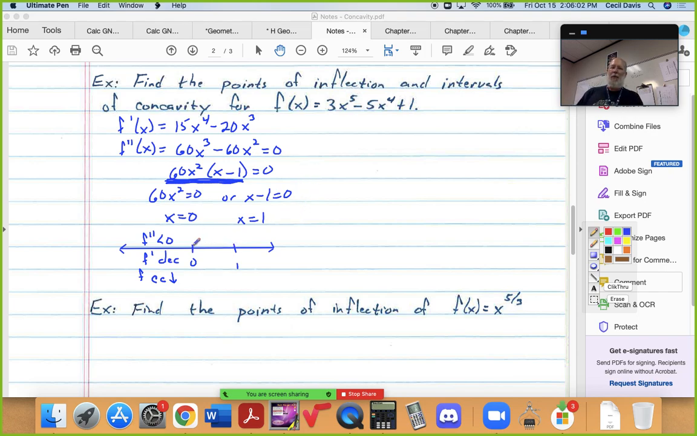If I pick a point between 0 and 1, say 1/2, well, the 60x squared is still positive. 1/2 minus 1 is negative. So f double prime is still less than 0. So f prime is decreasing on that interval also.